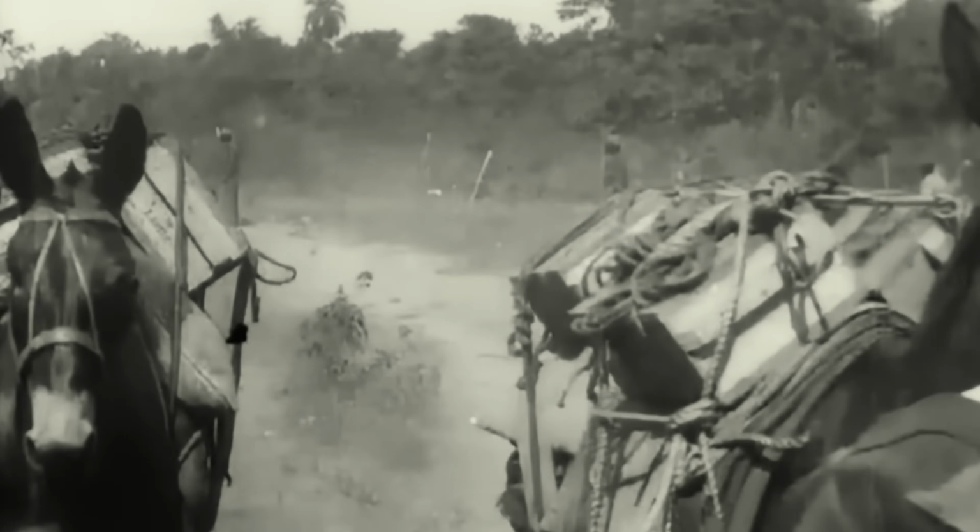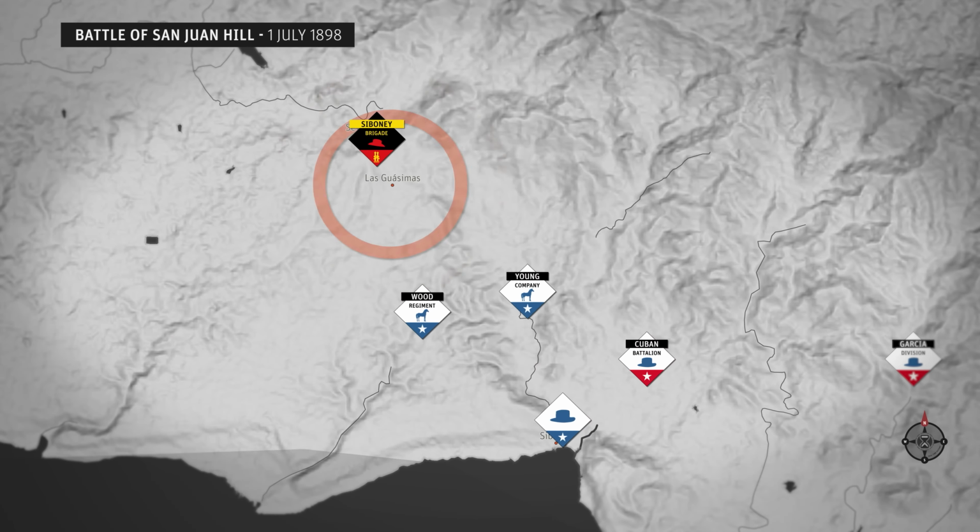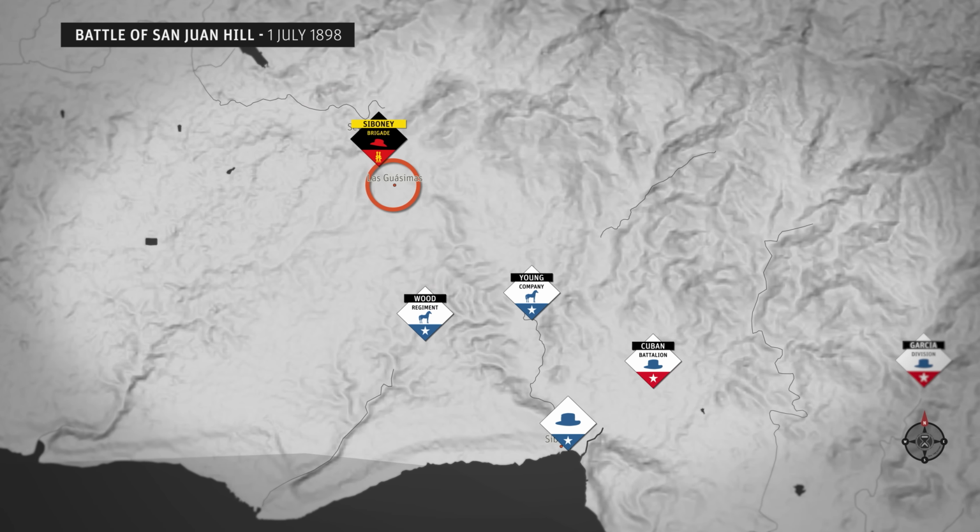The rebels were mostly an irregular guerrilla force skilled at ambushes rather than assaults against entrenched Spanish troops. Despite Cuban misgivings, Shafter ordered his troops toward the village of Las Guasimas on June 24th.